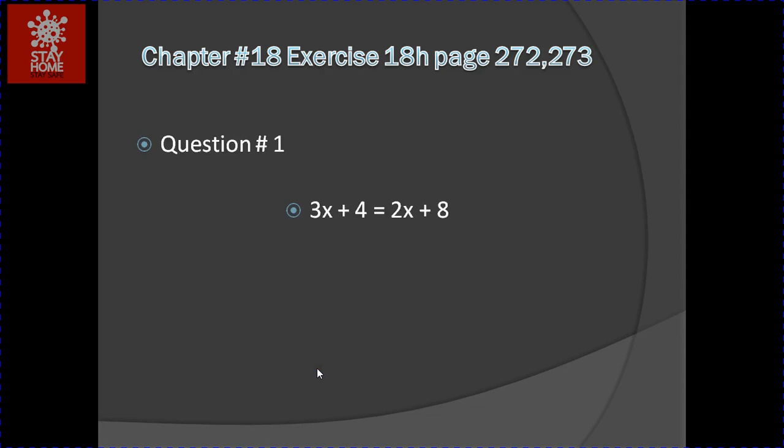Question number 1. You can see here 3x plus 4 equal to x plus 8. When you bring this x to the other side, it will become minus, and when you bring this 4 to the other side, it will become minus. 3x minus x equal 2x, 8 minus 4 equal 4.